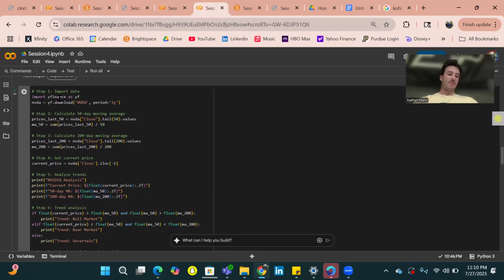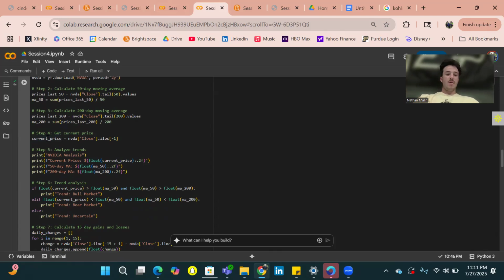So first I imported the data from Yahoo Finance. I downloaded NVIDIA for a 2-year period. And for prices in the last 50 days, NVIDIA here disclosed its values. And the moving average for 50 days is the sum of all these prices for the last 50 days, and I divided all of them over 50 to get an average price for the last 50 days. And I did the same thing for the 200-day moving average, where I'd use prices for the last 200 days, the NVIDIA closing price for each day. I added all these different days up and divided by 200 to get the average price over the last 200 days.